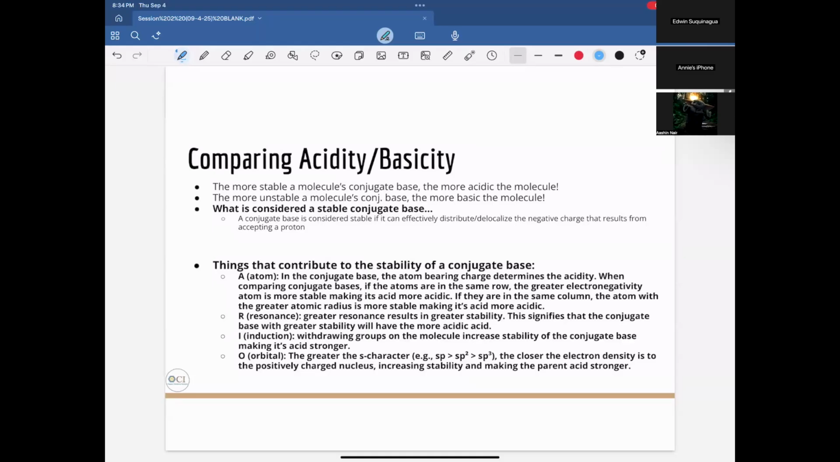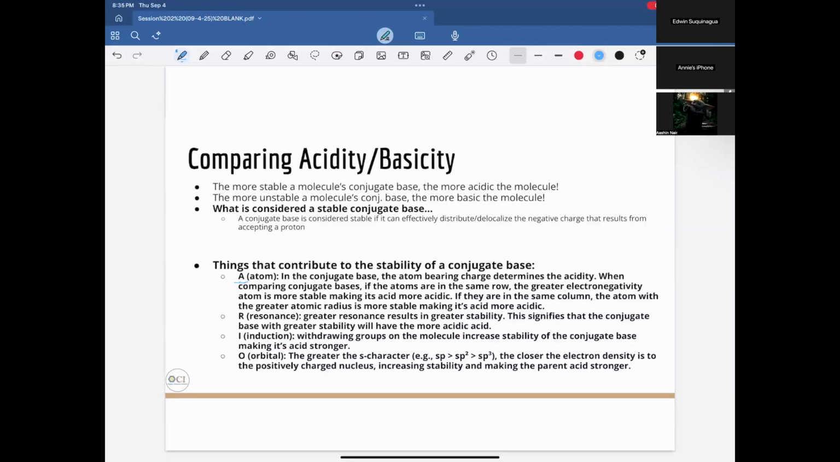And so that comes into knowing our resonance, which is very important. We just learned that. So we normally use an acronym to think about the conjugate bases and how stable they are. And the acronym is ARIO. So if we're looking at ARIO, A is for atom. That is kind of just telling how electronegative the atom is that the charge is on.